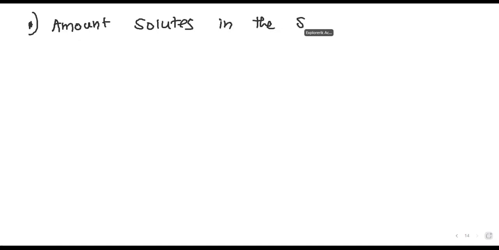Out of that, the Roman number 1 is the amount of solutes in the solution.